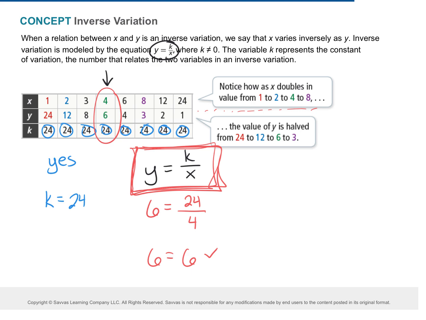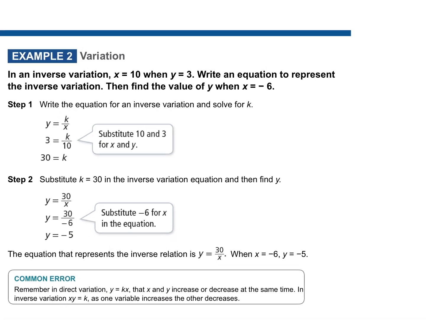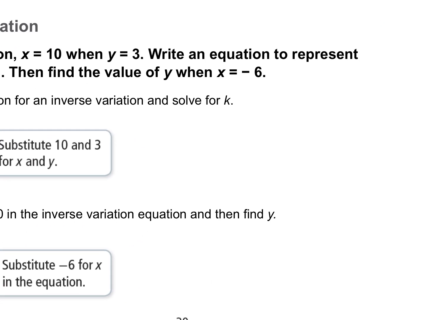Okay? So look at an example here. If I told you that X is 10 and Y is 3, what else do I need to figure out in order to help me find other values? The K value. What was that equation that I just told you? Y equals K over X. So plug in these two values to figure out what K is.